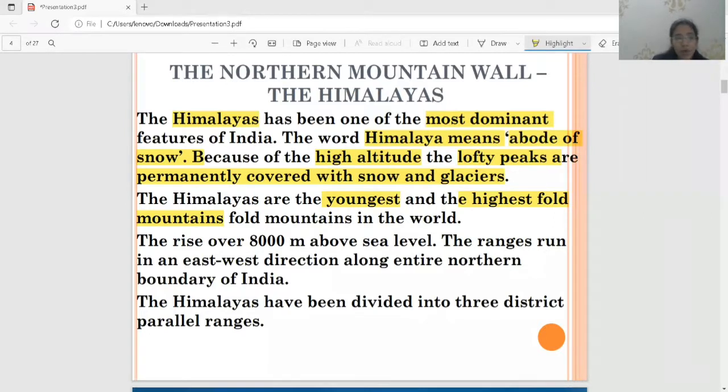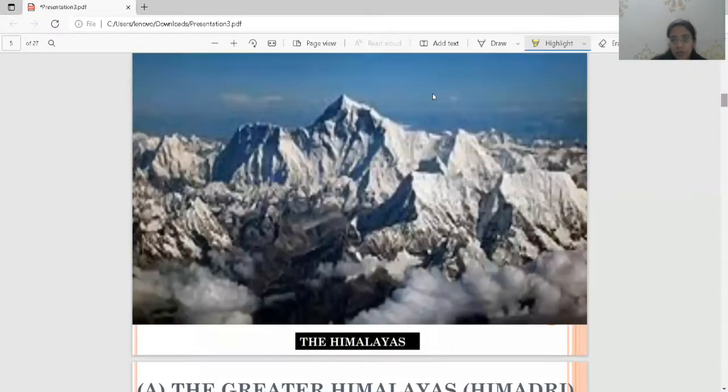They rise over 8000 meters above sea level. Over means above this, more than this also. The range runs in an east to west direction. The Himalayan range runs from east to west. The Himalayas have been divided into three distinct parallel ranges. Here the word distinct will come. Distinct parallel ranges, I'll show you.